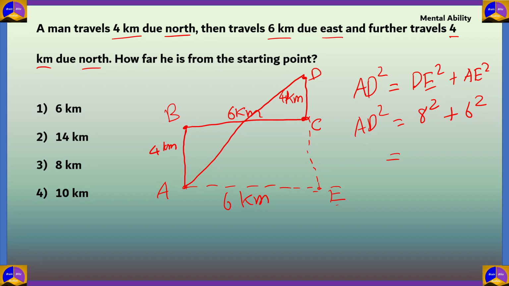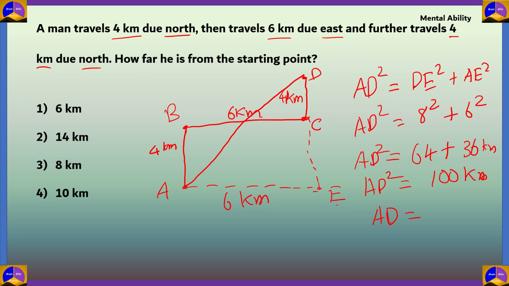Now this would be equal to 64 plus 36 km. 64 plus 36 is 100 km. Now AD square would be equal to 100 km. AD would be equal to root 100 kilometer, which would be 10 km. So the correct answer for this question asked in mental ability is option 4, 10 km. Let's move on to the next question.